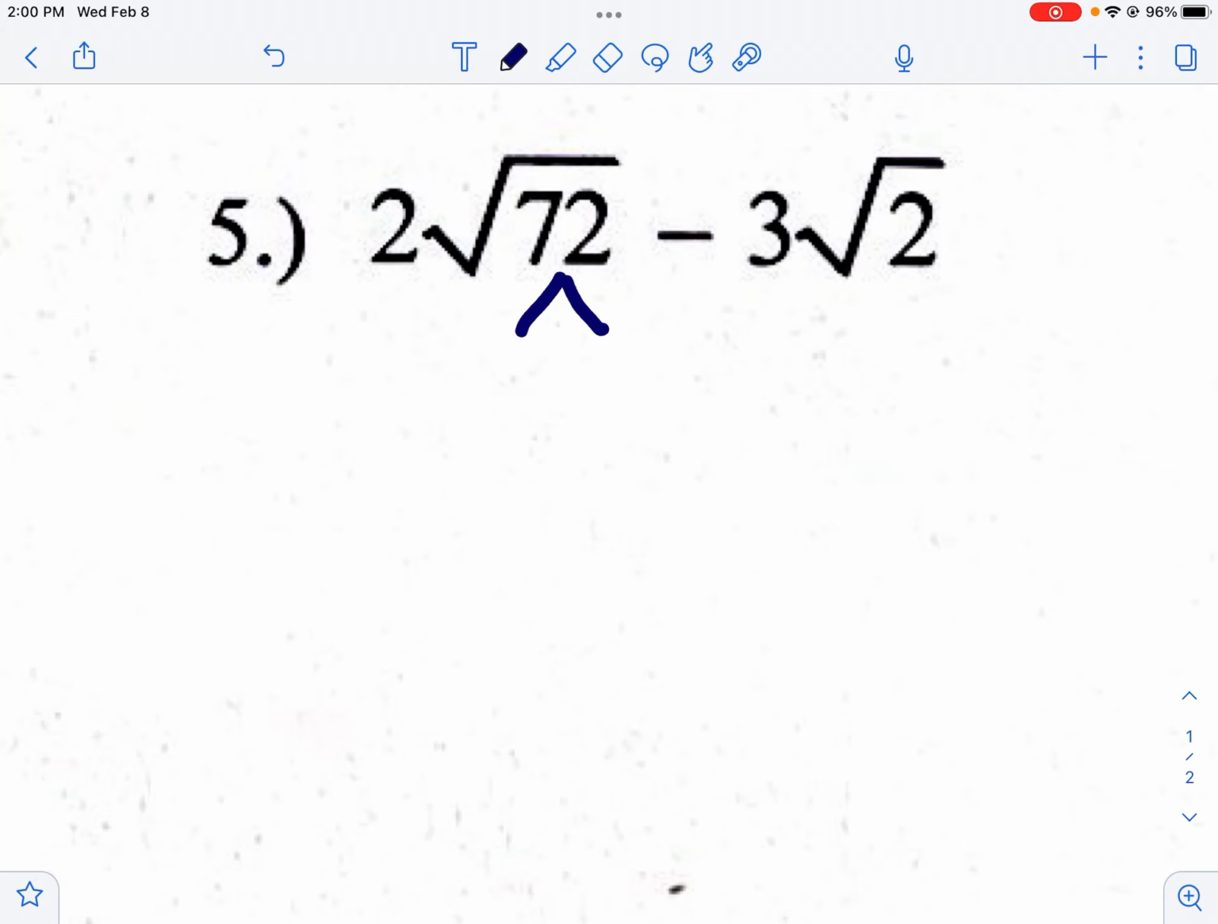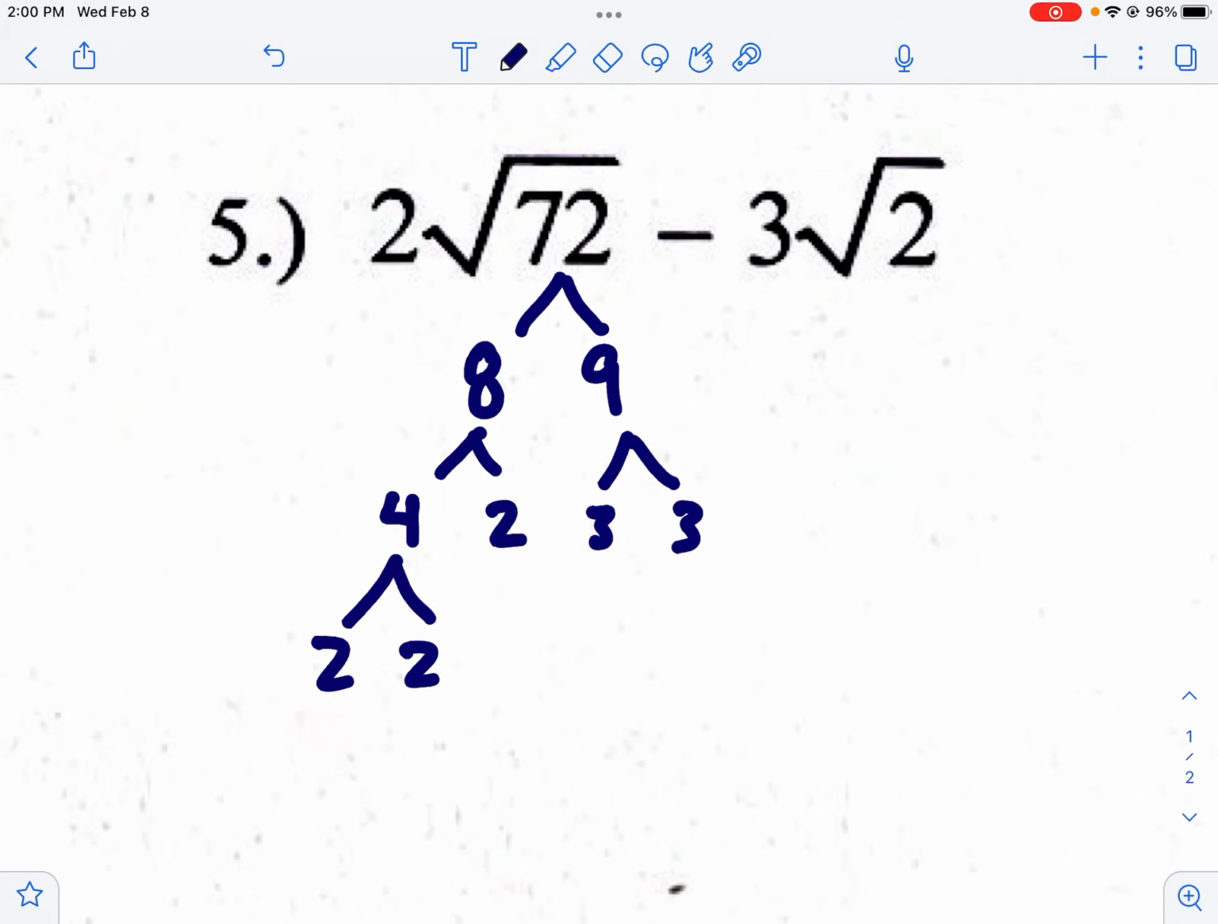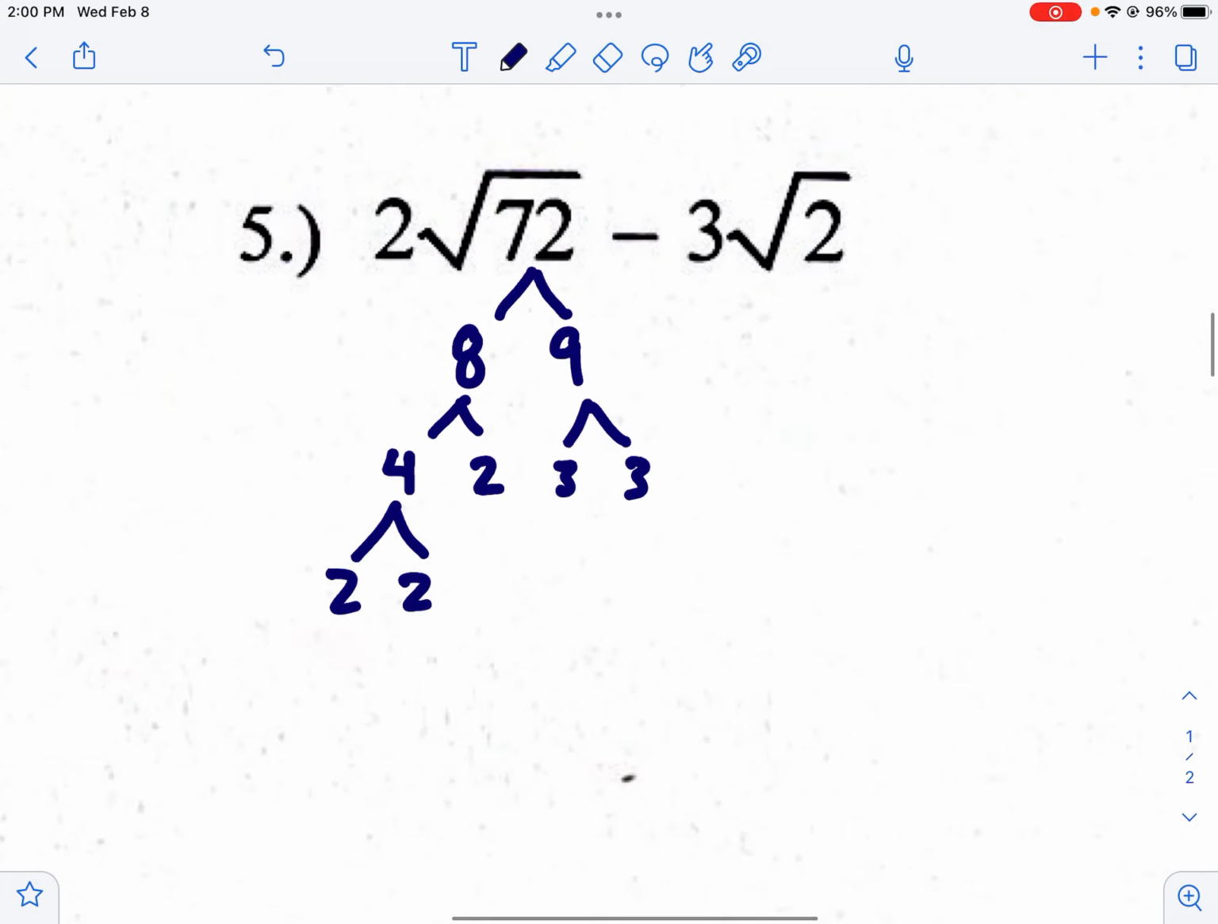So what multiplies to be 72 could be 8 and 9. And then 8 would break down into 4 and 2. 9 would break down into 3 and 3. 4 would break down into 2 and 2. Because this is a square root, what we're doing here is we're looking for pairs. It turns out that I have 2 pairs.